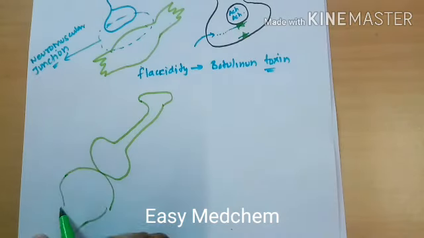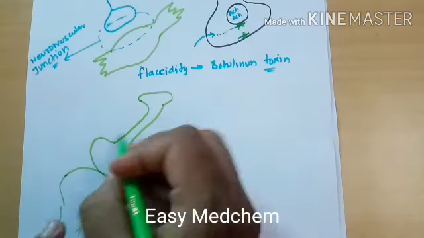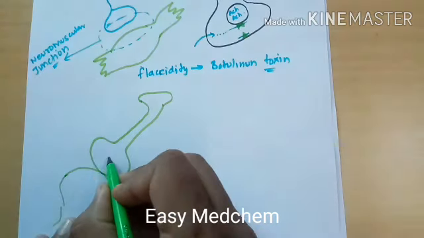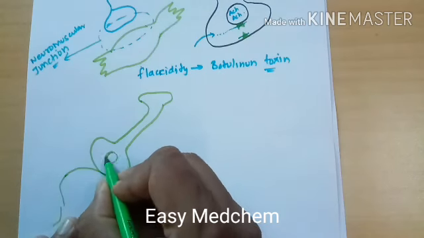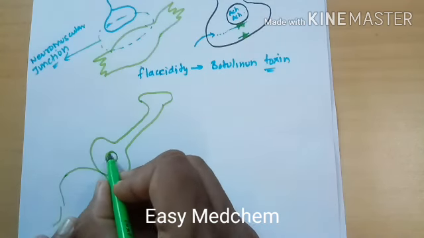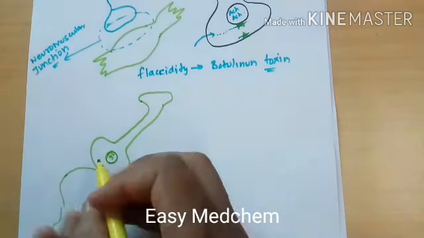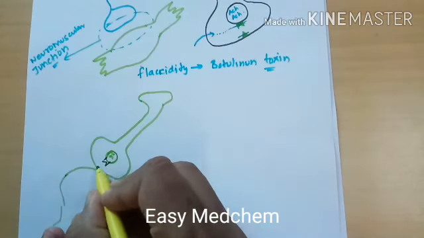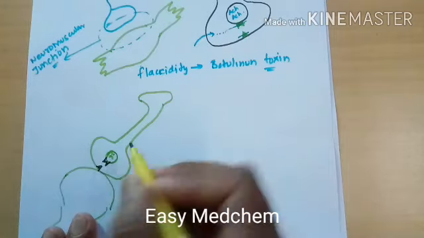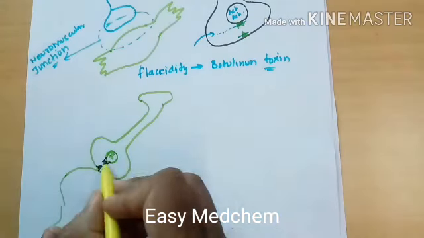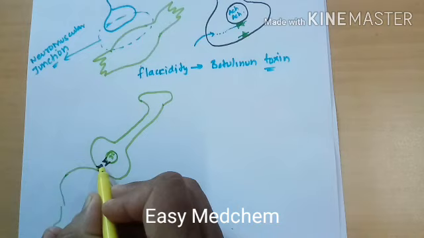Okay, this is only a rough diagram. So here also so many vesicles are present, and in these vesicles so many glycine molecules are present, right? Glycinergic neuron. And here also SNARE proteins are present, the same: this is the synaptobrevin and this is the syntaxin.